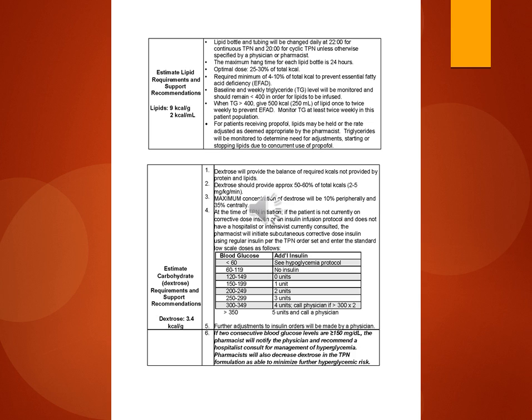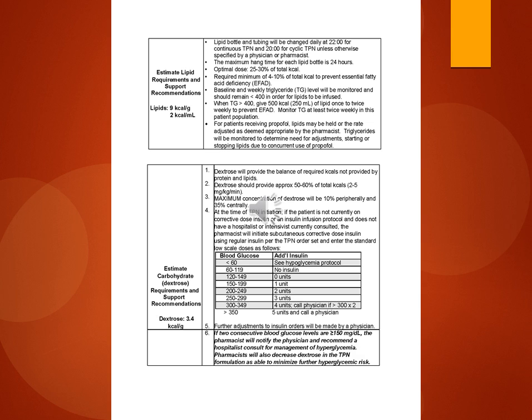If the patient is not currently on all active dose insulin or an insulin infusion protocol and does not have a hospitalist or intensivist currently consulted, the standard scale dose is as follows. Blood glucose adult insulin, 300x2, more than 355 units in call a physician. Dextrose, 3.4 kcal/5. Further adjustments to insulin orders will be made via HCSIN.